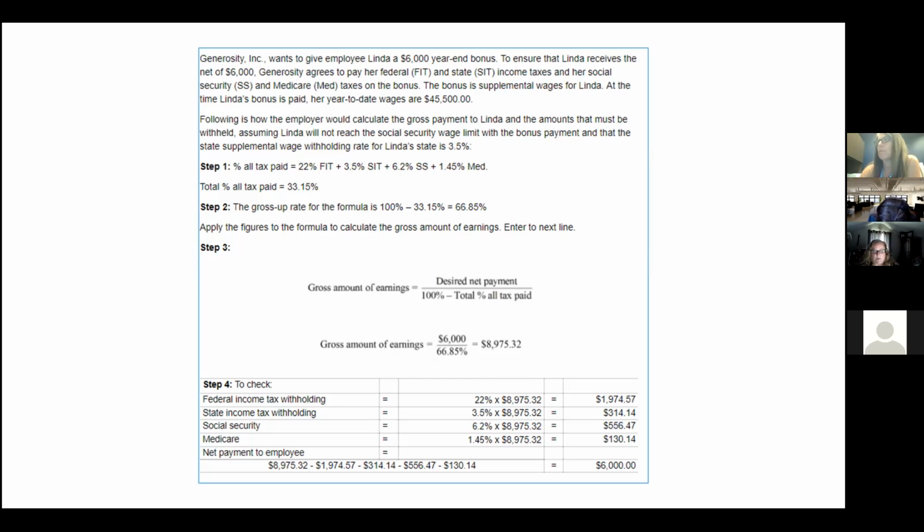We're going to multiply by 3.5. We're going to multiply by 6.2 for Social Security and 1.45 for Medicare. Get all of those numbers. Take your grossed up amount of $8,975.32, subtract all those taxes that you just calculated, and do you get to 6,000? That's the question. So those gross up calculations can be tricky, and I will tell you they get trickier because of wage limits and things like that.